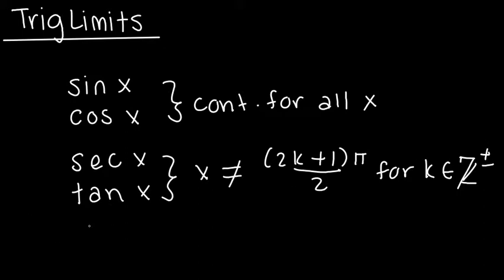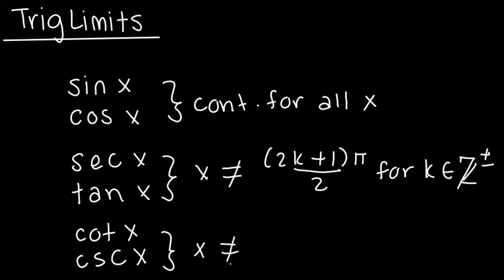And then cotangent and cosecant are together. Cotangent and cosecant x are discontinuous for x being k pi, for any multiple of pi. So positive pi, -17 pi, all of those. It's for the same k being a positive or negative integer. Okay, so now that we have this done, let's go for our limits computation.